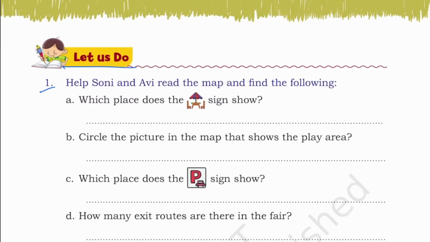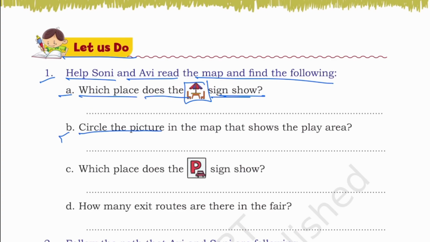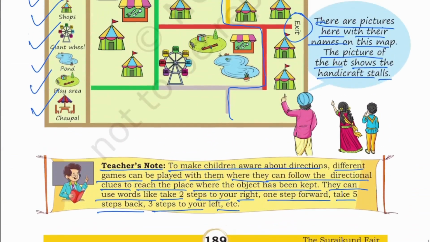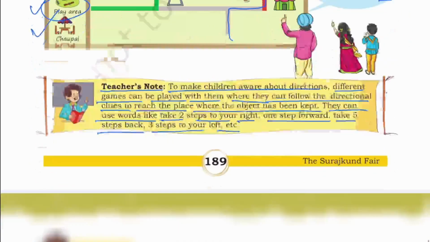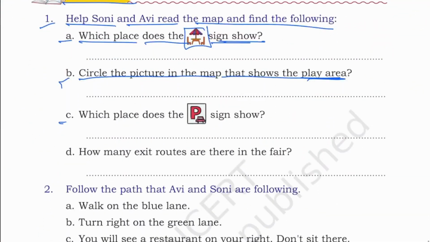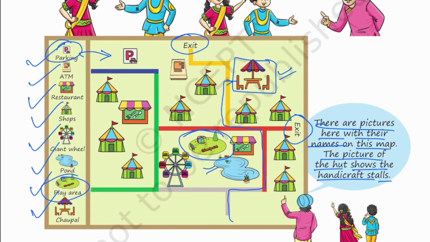Let us do 1. Help Soni and Avi read the map and find the following. A. Which place does this sign show? This sign shows the place of Chopal. B. Circle the picture on the map that shows the play area. Play area is shown by this, and it is actually present here near the pond. C. Which place does the P sign show? P sign shows parking. It is here.